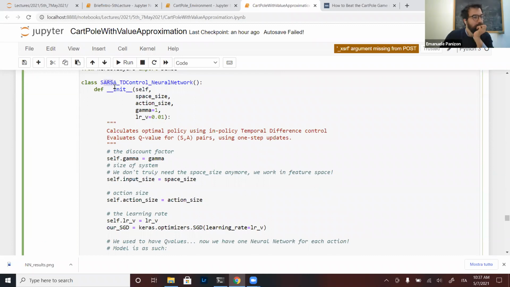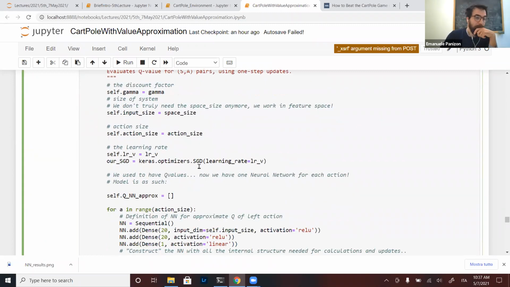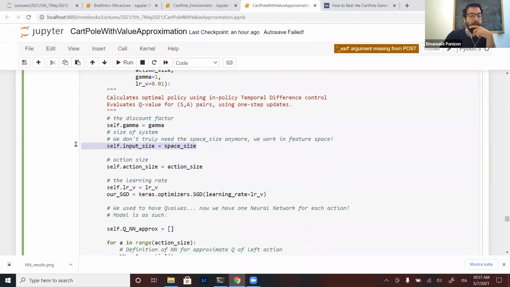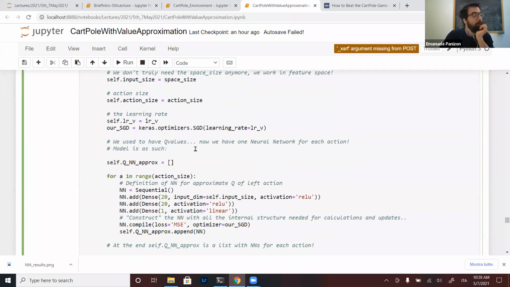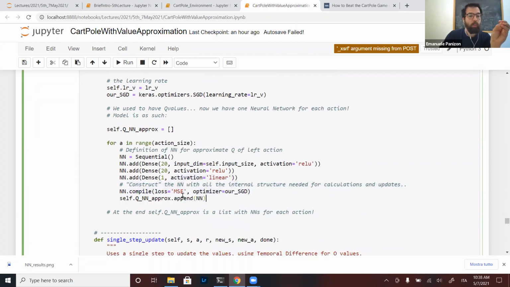So we have this, the same class as before. It's the SARSA, but now we will have a neural network to approximate the value. Exactly the same as before. So we have gamma, we have our input size, we have an action size, we have a learning rate. But now, where usually we had a storage of tabular values W, now for each action we have created one model, which is a neural network.